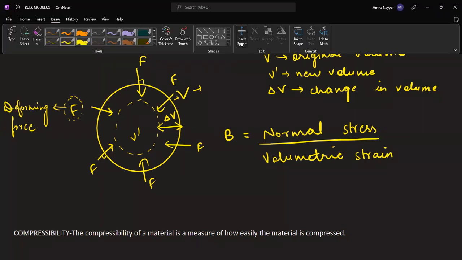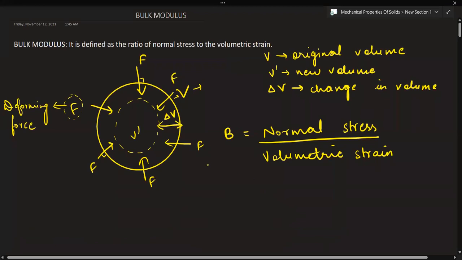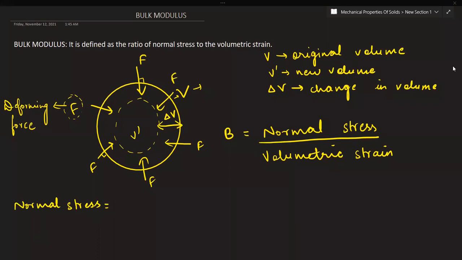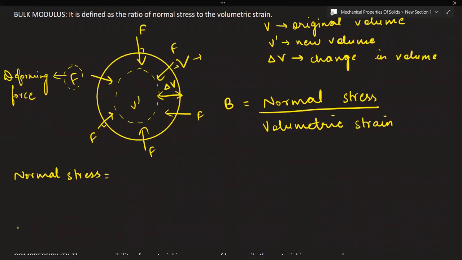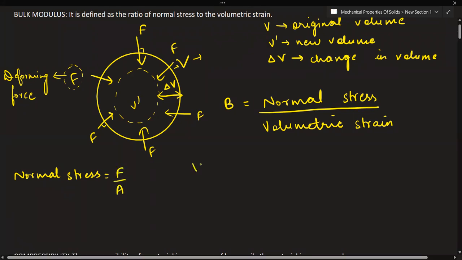Now see. Now what is the normal stress? What is the formula for normal stress? We have discussed this several times. Yes, say. Force by area. Normal stress is force by area.